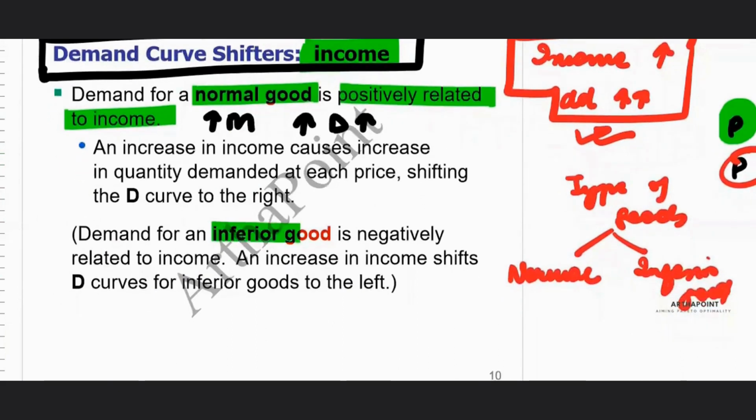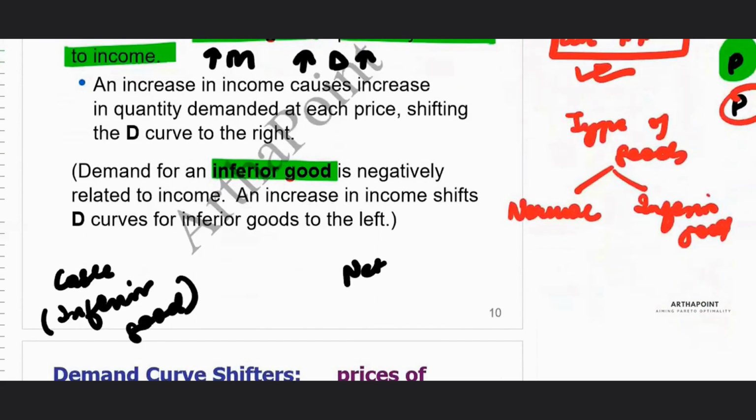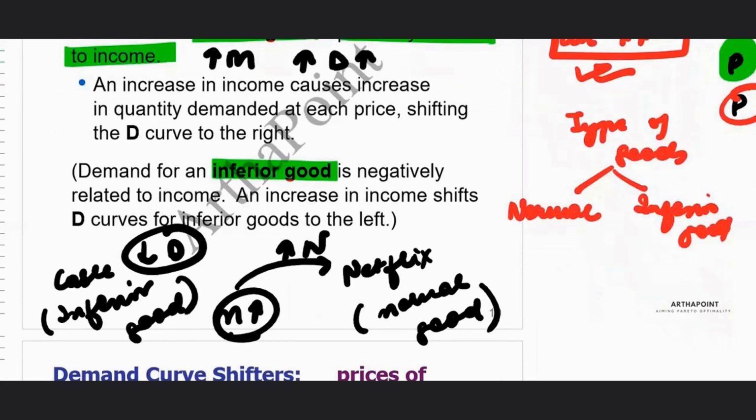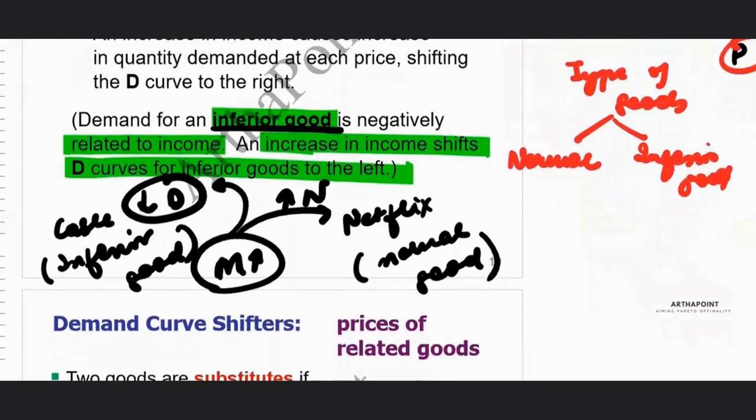But let's talk about inferior goods now. Let's say that there is some cable that I may consider as an inferior good, and let's say that I may think of Netflix as a normal good. Now, what I do is when my income increases, I decrease the demand of cable and I shift to a better product like Netflix. Because with an increase in my income, I decreased the demand of cable, it becomes an inferior good for me. So demand for an inferior good is negatively related to income. An increase in income will shift the demand curve to the left. You will reduce your demand when your income increases.